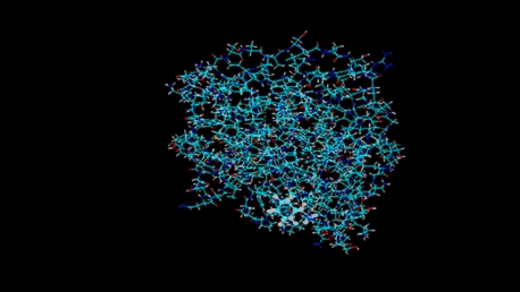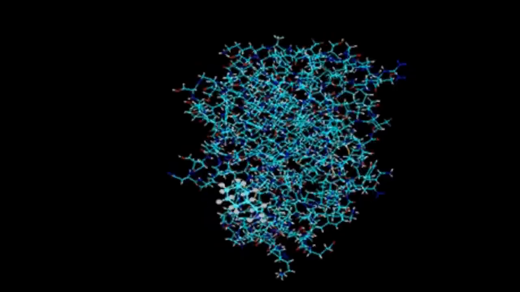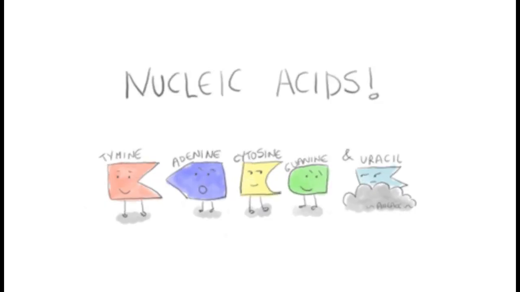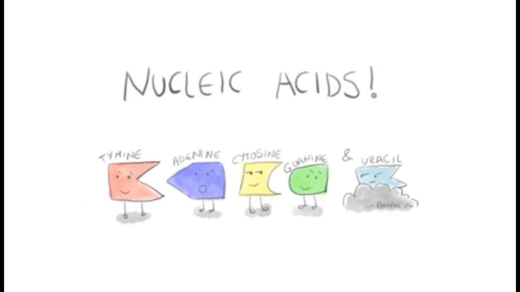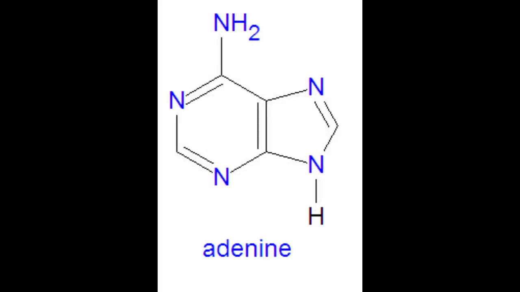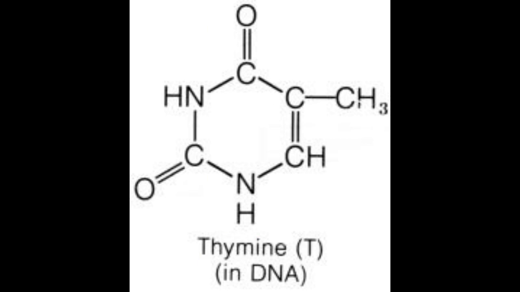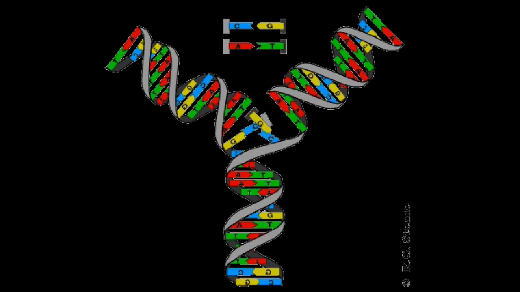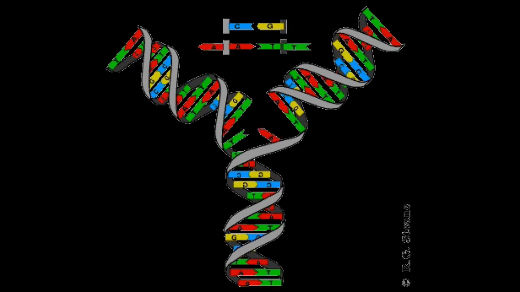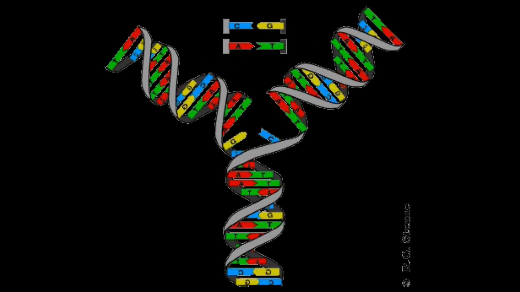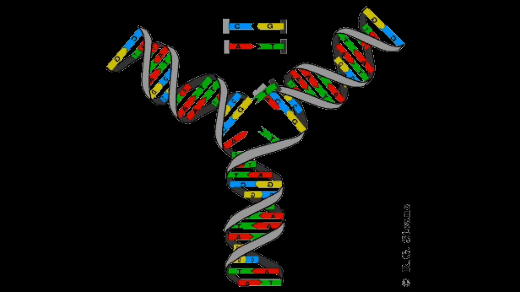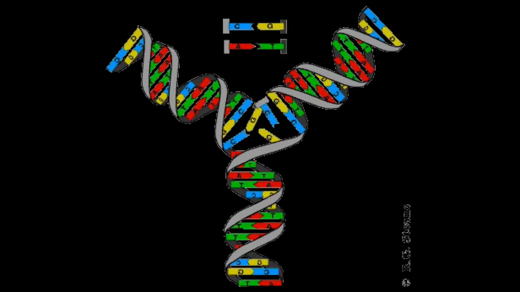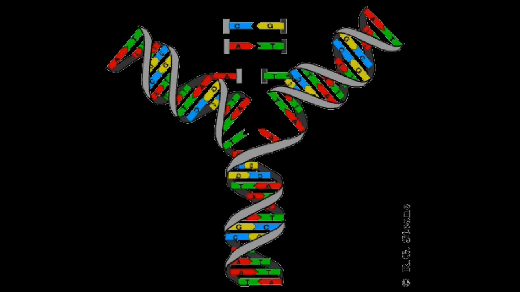The genetic code can be read in the rung of the ladder. The code is spelled out by four chemicals or nucleotide bases, namely adenine, thymine, guanine, and cytosine. Adenine pairs with thymine, while guanine pairs with cytosine to form the rungs of the ladder. There are 3 billion chemical pairs in the DNA that contain the human genetic code.